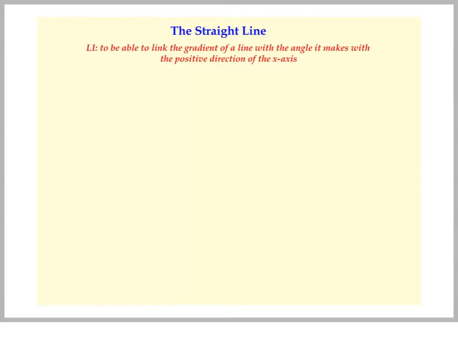This video looks at how the gradient of a line will link to the angle that the line itself makes with the positive direction of the x-axis. That's from the origin out to the right hand side. Now it kind of makes sense that if we draw a line and make it longer and longer and longer, it will eventually meet the x-axis. At least most of them do. The only ones that don't are lines that are horizontal.